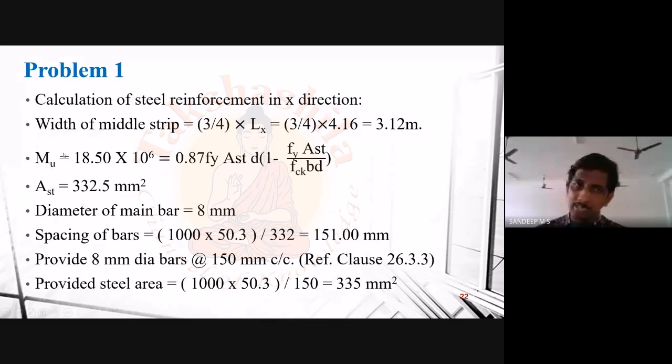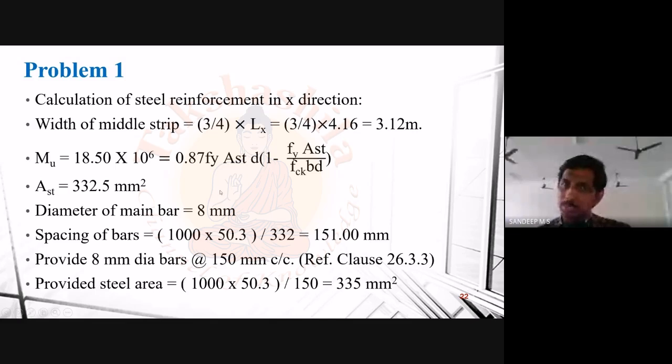So basically here you have to substitute the value of Mx, that is 18.5 × 10⁻⁶. Please do note, when we are designing along the shorter span, that is the Lx span, we have to substitute the value of Mx, and when we are designing along the larger span, that is the Ly direction, we have to substitute it as My and calculate the Ast requirement in the respective directions.